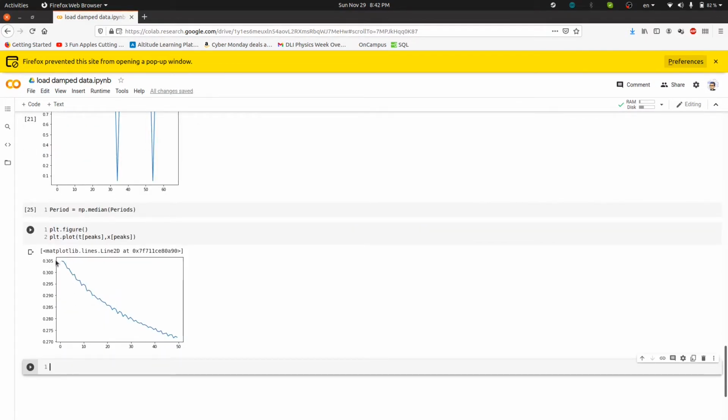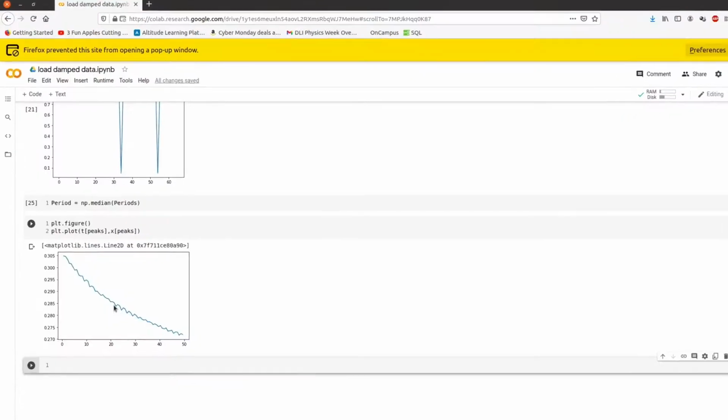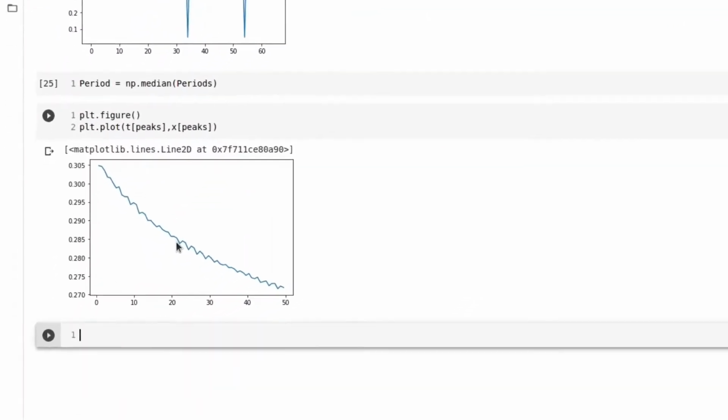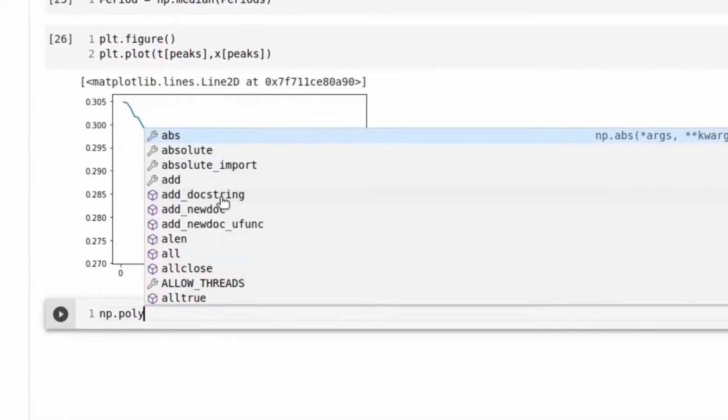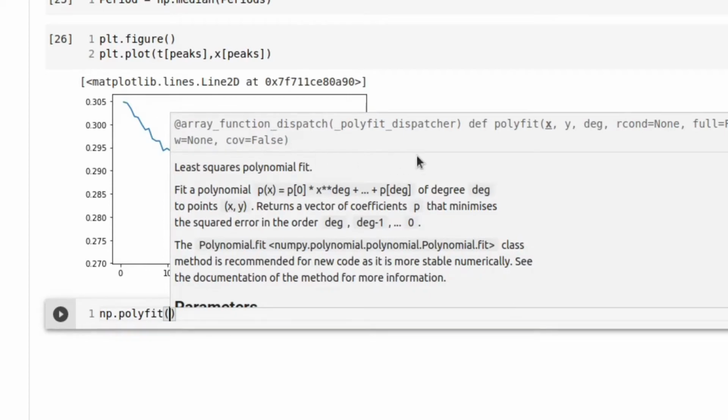And what we'd like to do is generate a function that fits this decay. Now, I'm not sure how to fit exponential decay, but what I do know how to fit is a polynomial. So there's a function I can use in NumPy which fits a polynomial to data points. And that function is called polyfit. I want to fit this data with np.polyfit, and this tells me that the way this function works is I need an x value, a y value, and a degree.